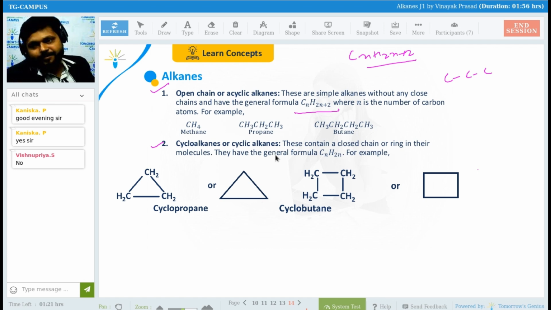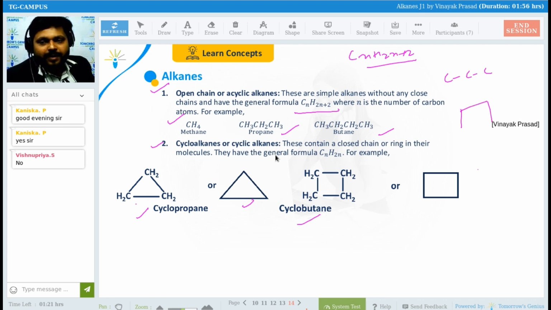Now, come to the next point. CH4 we have seen, propane we have seen, butane we have seen, so many times we have seen these things, so I'm not going to discuss this. Now, cyclopropane we have seen. Either we can make it like this or like this. This is the same. There will be no question in your examination whether you write it like this or like this, right?